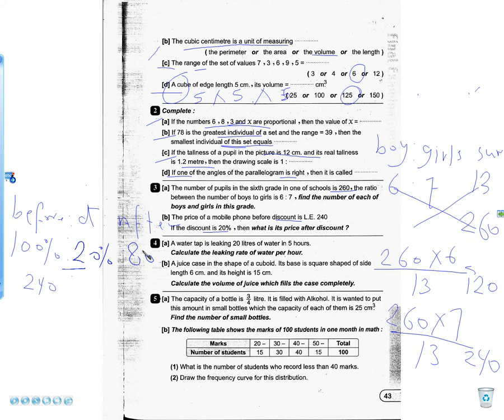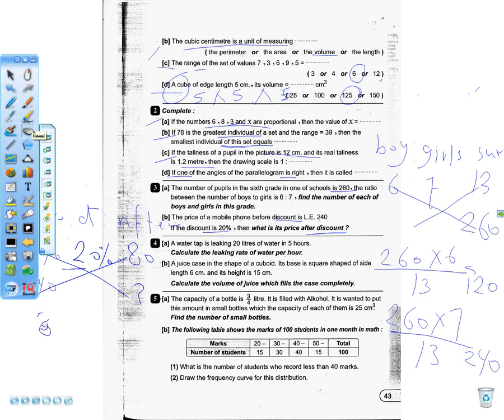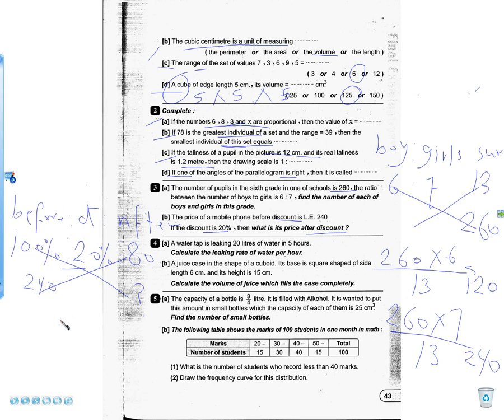Here we're asked to get the price after discount. So we make a cross as we've learned. 80 by 240 over 100. When you multiply using the calculator 80 by 240 over 100, what would we get?